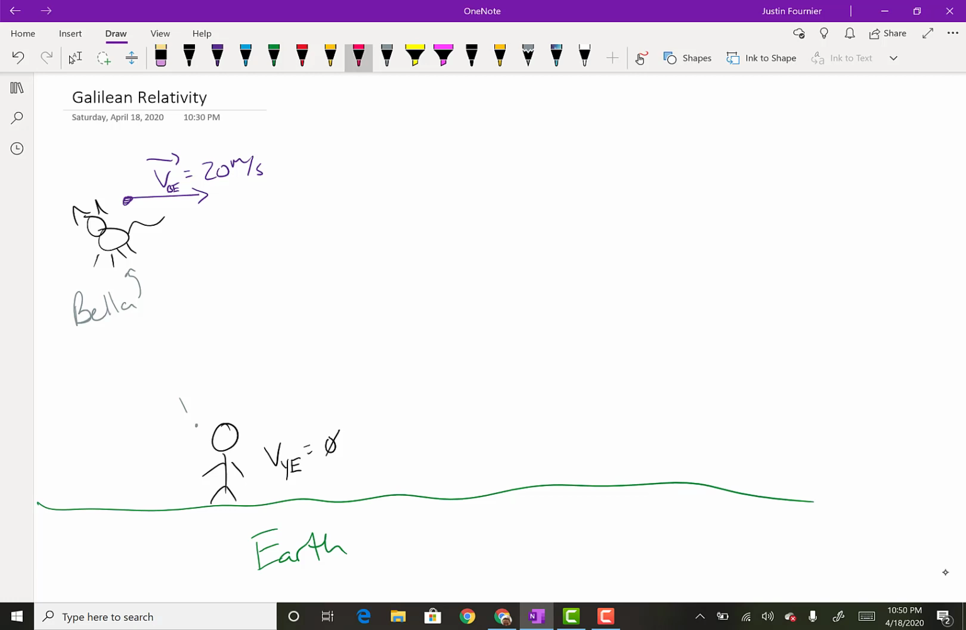However, Bella throws a pink sphere, and it goes this way. Let's make it a little bit faster. Why the heck not? So the velocity of the sphere with respect to Bella is 30 meters per second. So she throws the sphere at 30 meters per second to the right. And so when she looks at it, she sees it as moving at 30 meters per second.